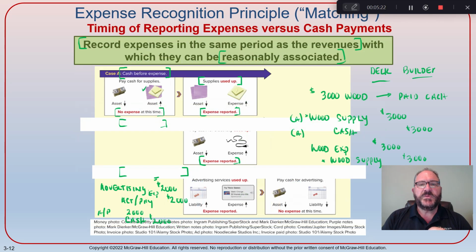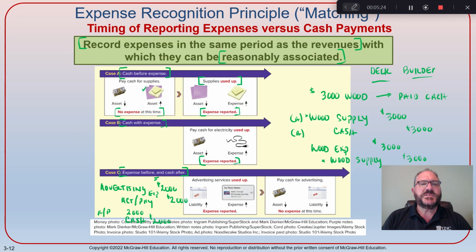So that's what you have to know about when to count things. Okay? By the way, expenses are somewhat the same way. Notice here it says, record expenses in the same period as the revenues with which they can be associated. So remember, the idea here is we want to know what expenses we had, matching them to the revenues that we made.